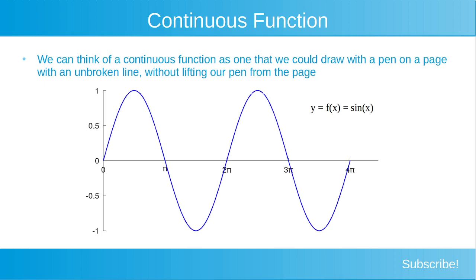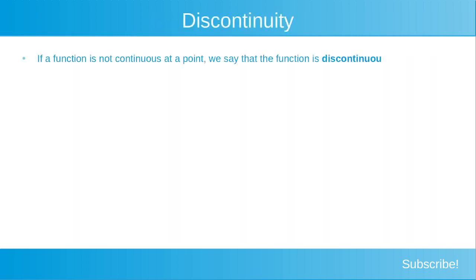Having seen these examples of continuous functions, now we're going to talk about when a function is not continuous. We're going to talk about discontinuity. If a function is not continuous at a point, we say that the function is discontinuous at that point. And we call that point a point of discontinuity.